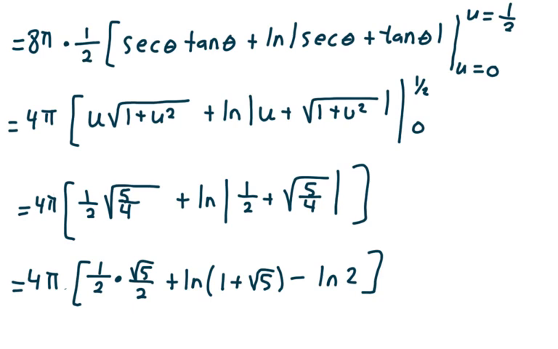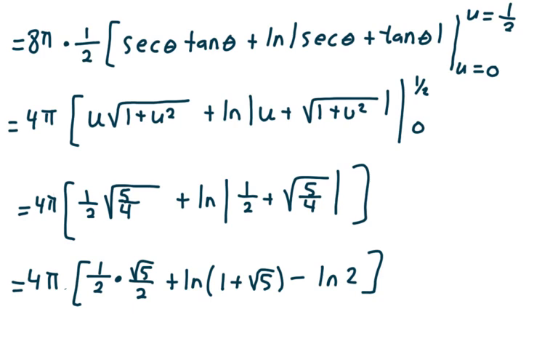If I go back to the triangle, you're going to find that we get 4 pi times the quantity u square root of 1 plus u squared plus natural log of the absolute value of u plus the square root of 1 plus u squared, evaluated from 0 to a half. Plugging in my information, I get 4 pi times the quantity 1/2 times the square root of 5/4 plus natural log of 1/2 plus the square root of 5/4.